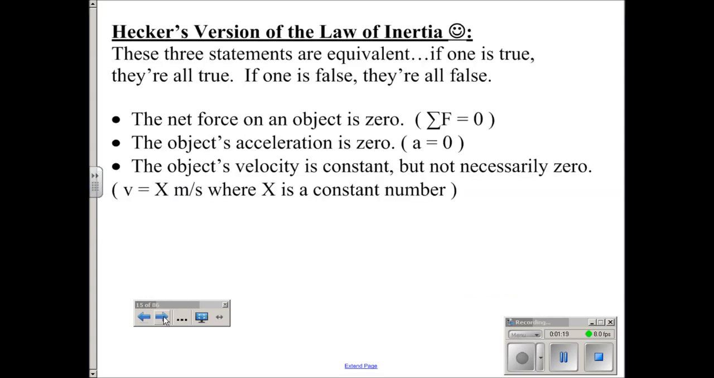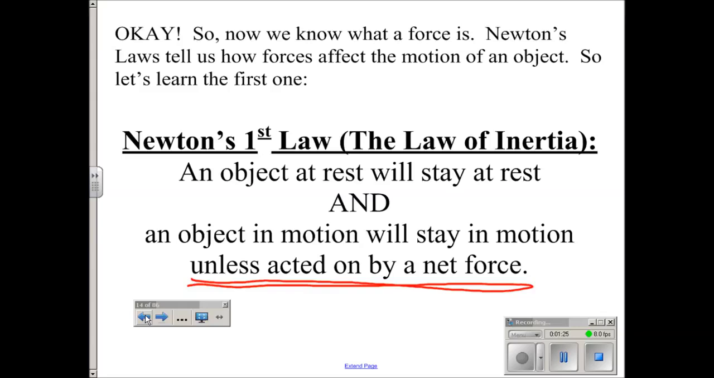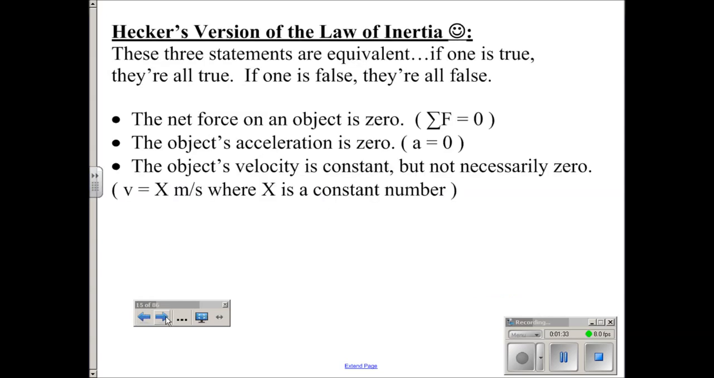So here's how I usually write Newton's first law. What I tend to find is that this version of Newton's first law is great conceptually. An object at rest stays at rest, an object in motion stays in motion, unless there's a force on it. But it doesn't help you that much in terms of problem solving. So here's how I like to write it.